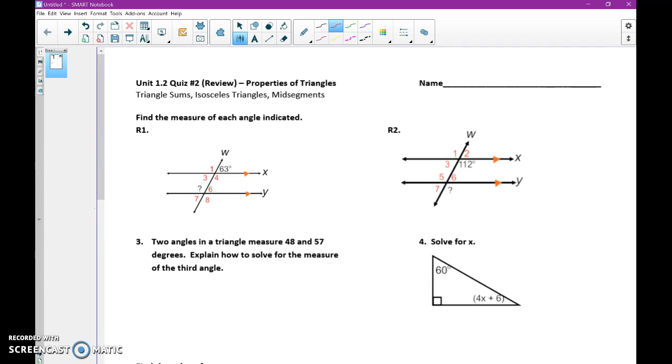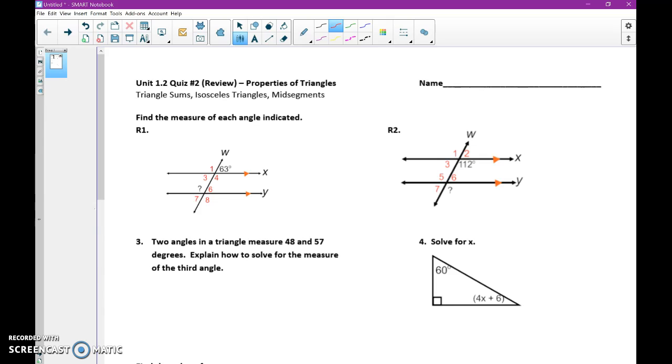So the first 2 problems are really just review from the first quiz, just checking to see if you still know your stuff. For the first one, it tells you that this spot right here is 63 degrees, and you're trying to find this missing piece over here. So first of all, let's decide, is this angle 63 a type of angle pair with that one? No, they're not. So we got to kind of use some other stuff to figure that out.